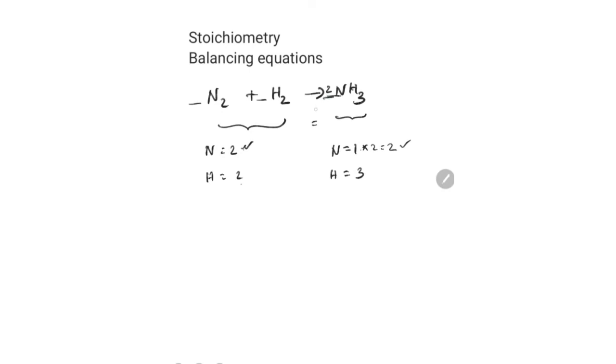So nitrogen is now balanced, 2 nitrogen. But hydrogen has changed now. Hydrogen has become 2 times 3. This number you have to multiply by this. These 2 numbers have to multiply. So it became 6. But hydrogen at the reactant side is only 2. So what we can do, we can multiply by 3 to make it 6. So we put here 3. Here it's 1. So the balanced equation is N2 plus 3H2 gives 2NH3. This is the balanced equation.